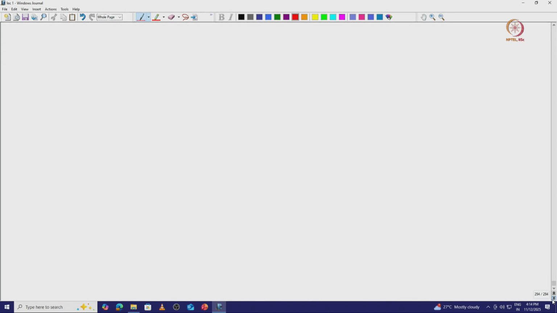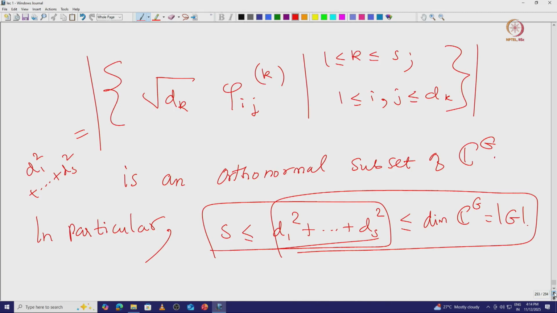Okay, so what we will prove later is that this set is going to form a basis for C[G]. So, this is not just going to be an orthonormal subset. It is indeed a basis of C[G], but the way we prove it is a basis is that we directly show that the sum of the d_i squares is exactly equal to the cardinality of G.